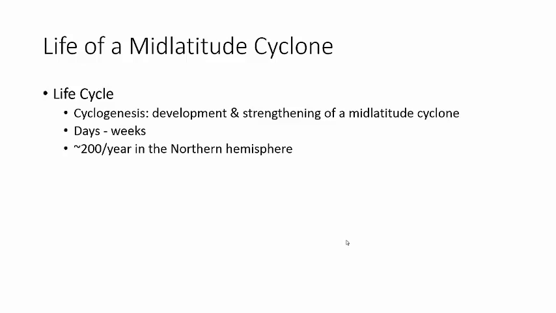Okay, so let's go through one, right? So the life cycle, the first part, the developing and the strengthening, is called cyclogenesis. Right, so the beginning of the cyclone, cyclogenesis. Now, midlife crisis, yeah. Mid-latitude cyclones can last days to weeks. And what's interesting is there's 200 of them a year in the northern hemisphere. 200. Right? We think if we get 24 hurricanes, that's a busy season. There's 200 of these a year.